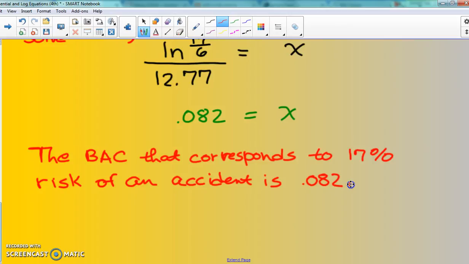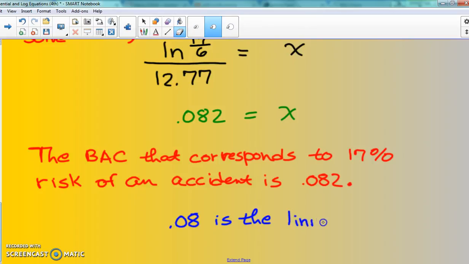Now, what is the legal BAC, blood alcohol concentration, that you can actually have? Hopefully everybody knows that, especially the ones that are driving, the ones that do drink. I hope everybody knows that 0.08 is the legal limit. So that's over the legal limit. So even the 17% chance of getting into an accident means that you're over the limit, which you can get in trouble for really badly. So make sure that you're careful with all this great stuff.